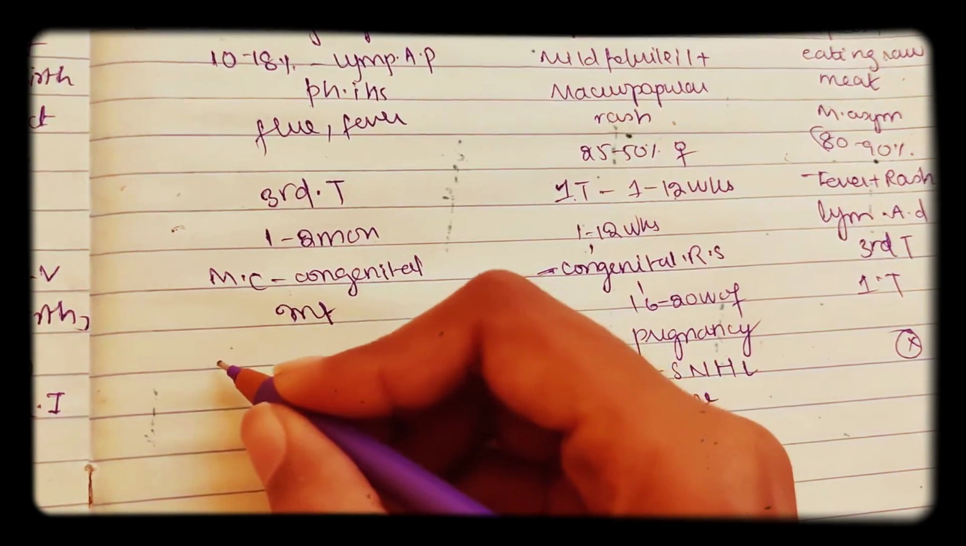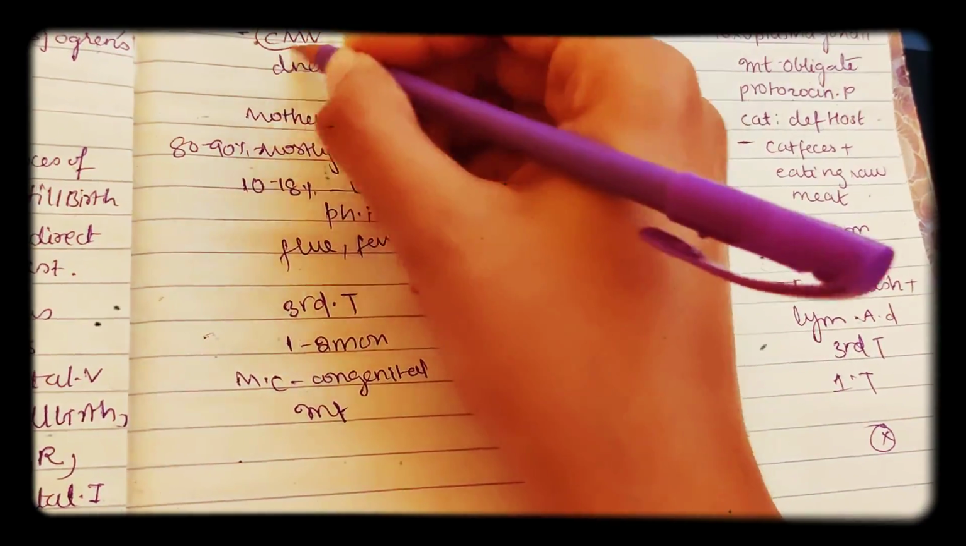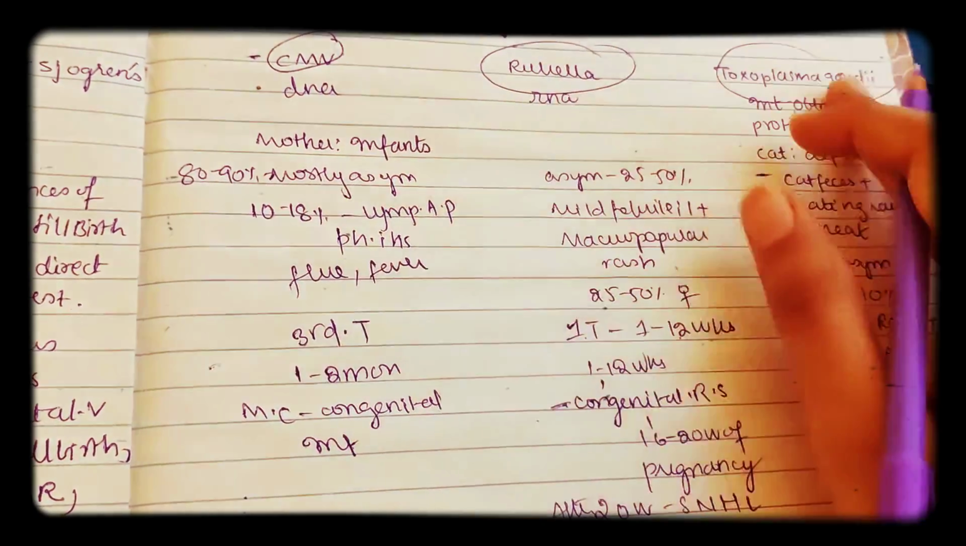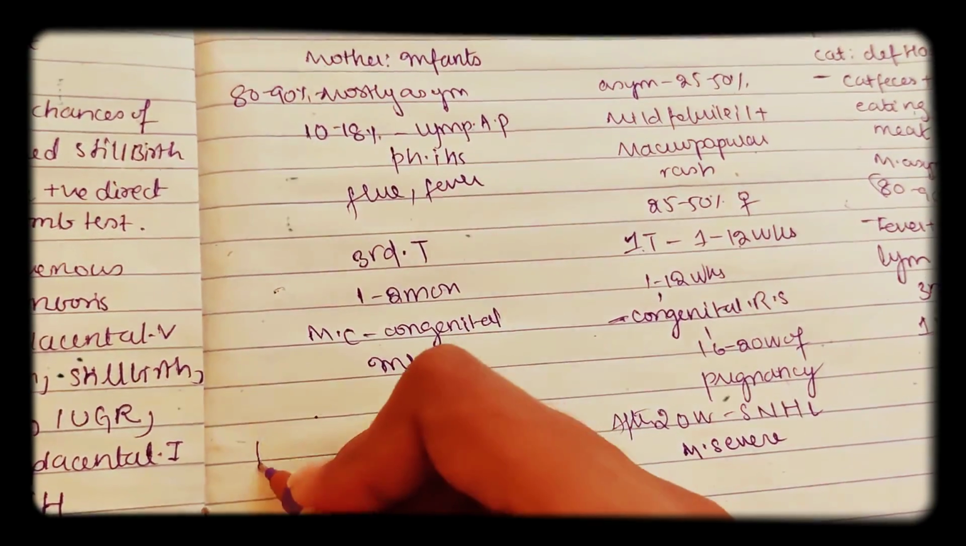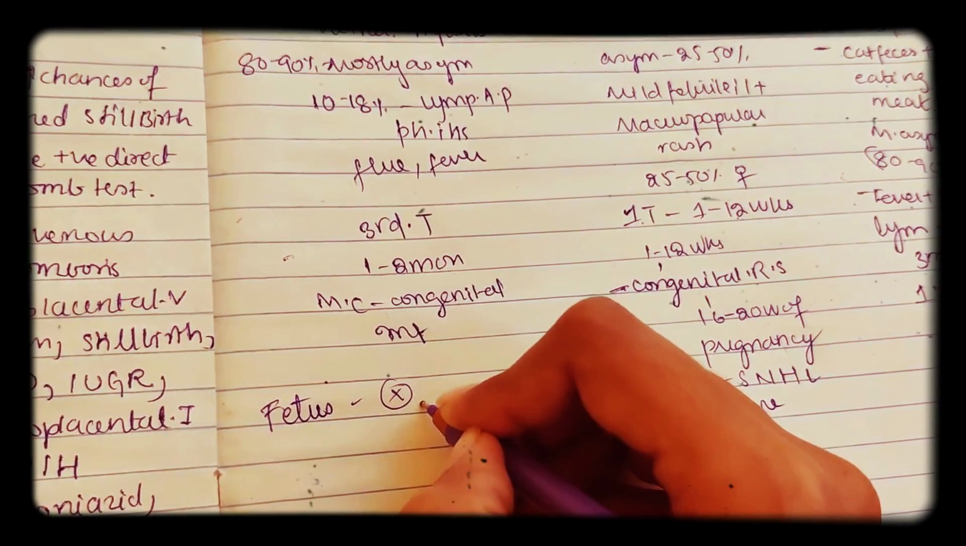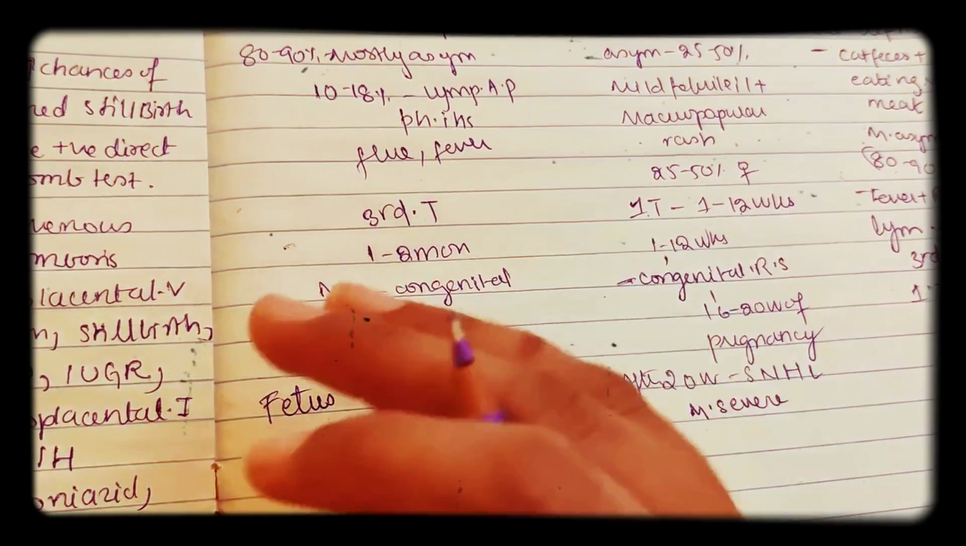In the fetus there is mental retardation in all three. Whether you take cytomegalovirus, rubella, or Toxoplasma gondii, in all three of these diseases you will have mental retardation in the fetus, and you will have learning disability and growth restriction in all three of them.